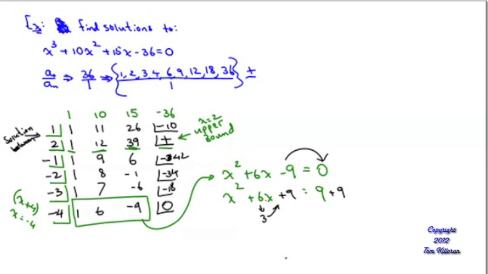So it's going to be x plus 3, all squared, is equal to 18. And then we're going to get x plus 3 is equal to plus or minus.